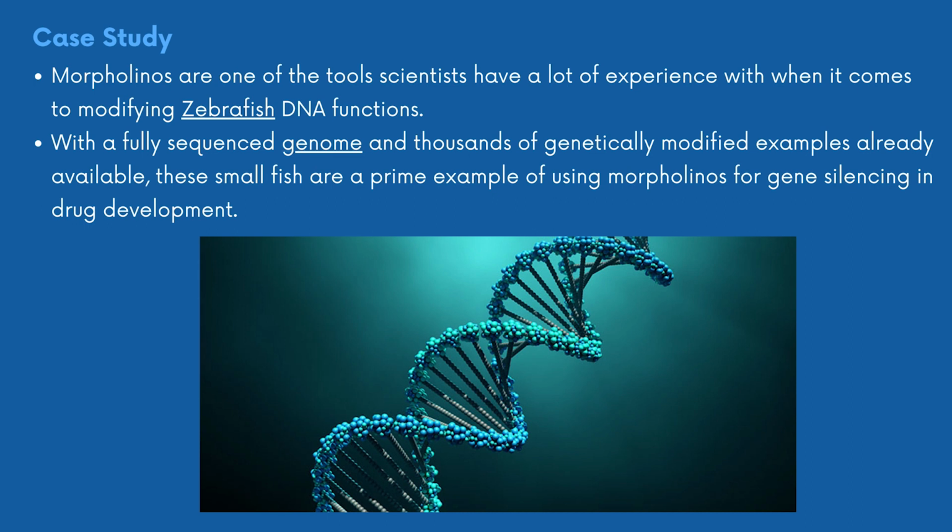Morpholinos are one of the tools scientists have a lot of experience with when it comes to modifying zebrafish DNA functions. With a fully sequenced genome and thousands of genetically modified examples already available, these small fish are a prime example of using morpholinos for gene silencing in drug development. The use of zebrafish in early drug discovery and in particular preclinical studies has seen a significant amount of modified zebrafish DNA through gene silencing with morpholinos.